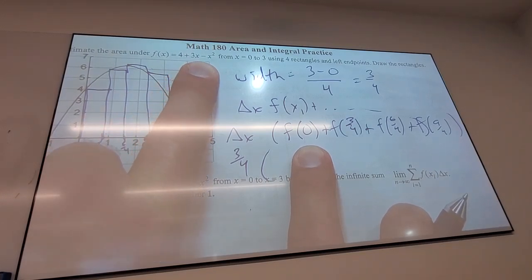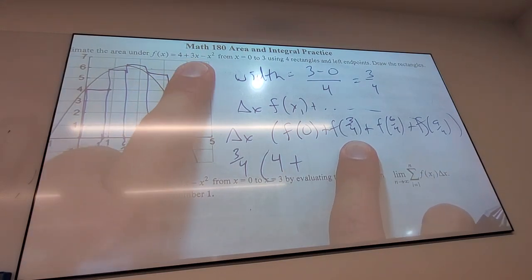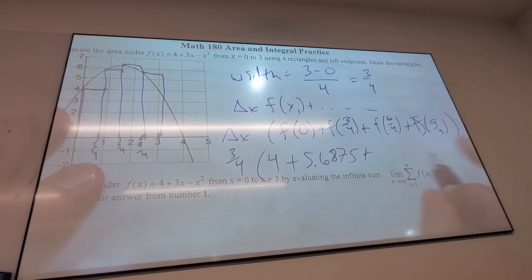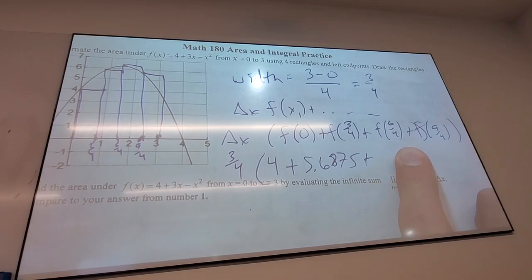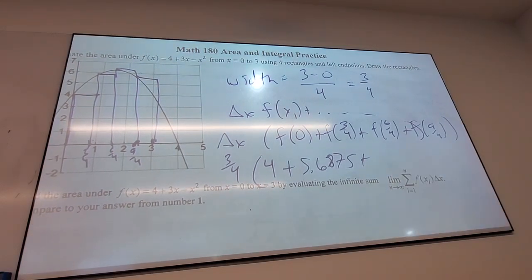What's F of 0? 4. I love it. Now somebody help me out with what's F of 3/4? What is it from the function? 5.6875. Neato. Thank you. F of 6/4 or 3/2. And you guys remember, if you want to, you can use the table. Plug in the y equals. Is everybody with me? If you don't want to, or you forgot how to, just plug it in.